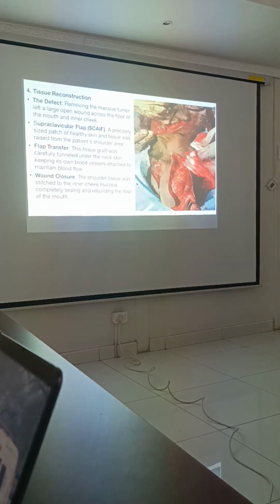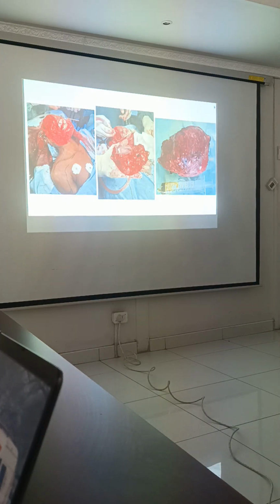So Doc, why in that picture do you have a 20 ml syringe next to the tumor? What was the point? Used to measure the length of the tumor.